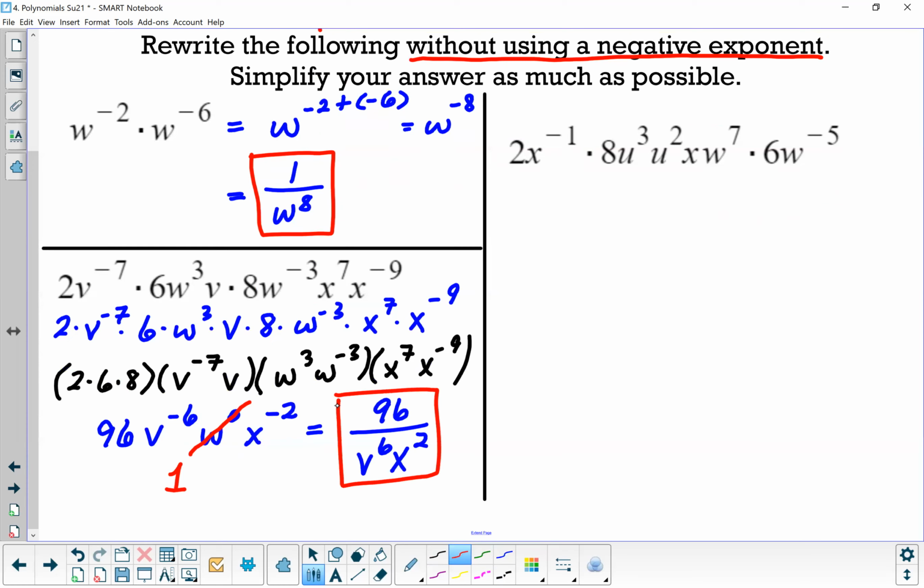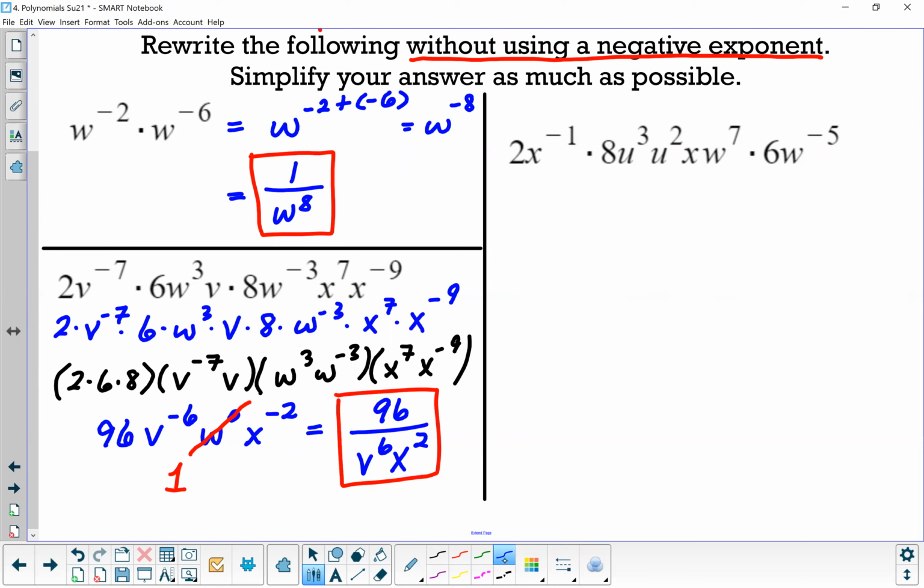All right, pause the video and try this question that's on the right here, and then we'll do it together. All right, so you have 2x to the negative 1 times 8u cubed, u squared, x, w to the 7th times 6w to the negative 5th.